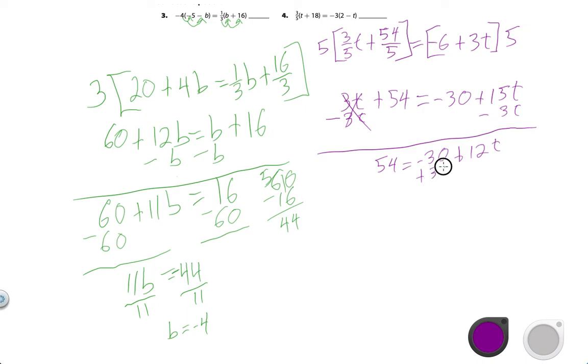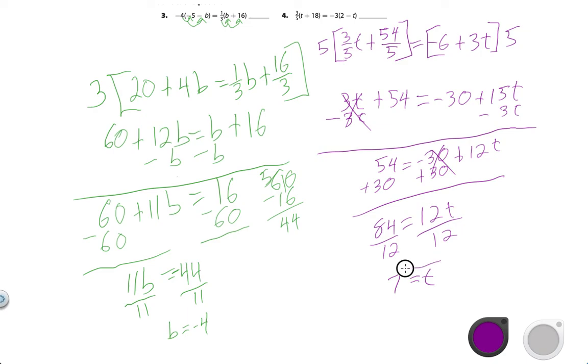And I'm going to add 30 to both sides. 54 plus 30 gives me 84. Bring down my equal sign, and those canceled, so I have 12t. Divide both sides by 12. And I have t left on this side. 84 divided by 12 is 7. 7 times 12 is 84. Yeah. Okay, so there's our two answers. t equals 7 and b equals negative 4, which I should have circled in green, but too late now. All right, hope these examples make sense and you're getting the hang of this.